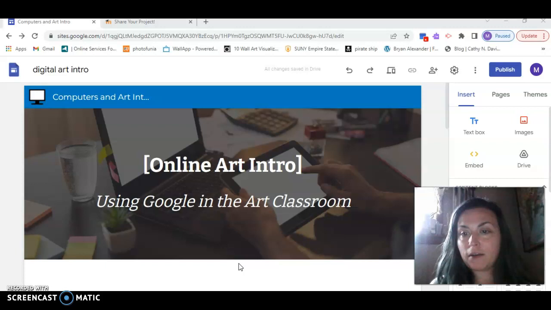And for my final project, I decided to look into how Google and Google extensions can be used in the art classroom. I teach middle school art, sixth through eighth grade, and I work for the Syracuse City School District, so it's a pretty large district.